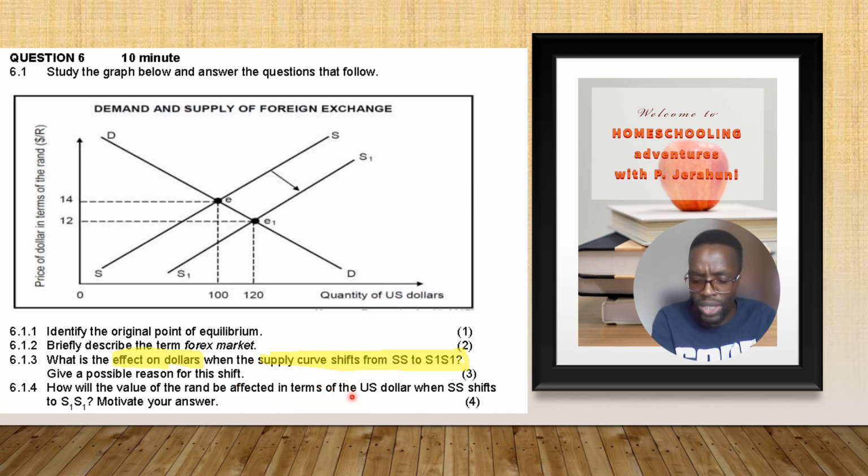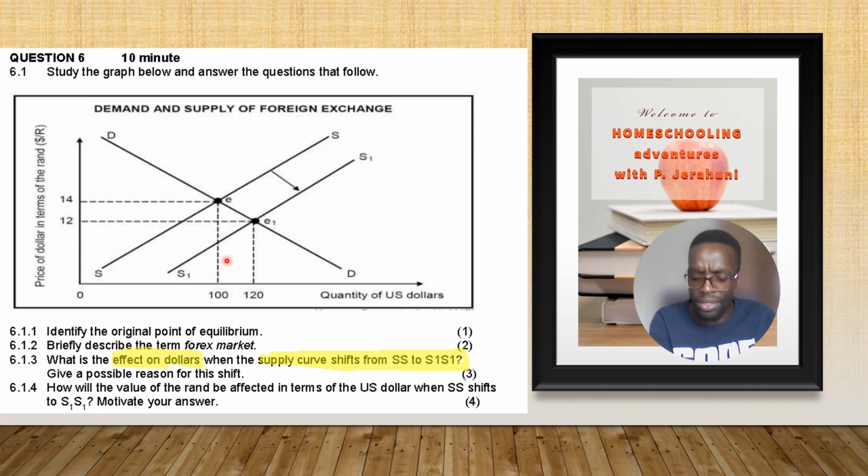And then you also need to give your reasons. Now the first thing that we need to understand is the effect of the shift. It has increased the supply of dollars on the foreign exchange market. You can see at first it was at 100, now it has increased to 120. So it has increased the supply of dollars.